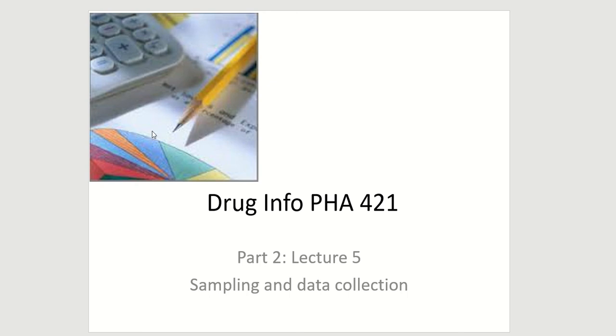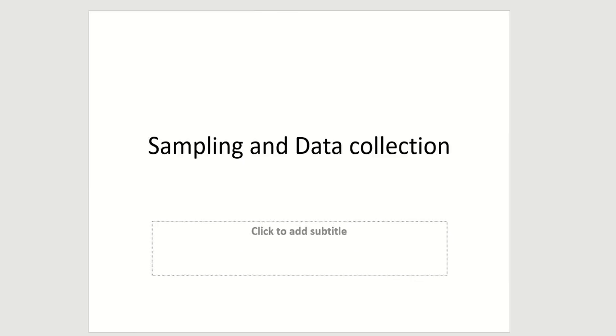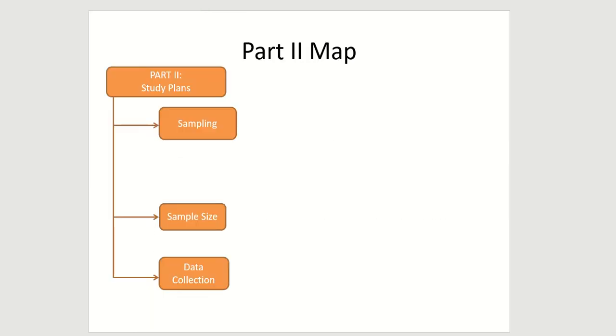In this lecture of PHA 421, we will talk about sampling strategies in research and mechanism of data collection. So over here we have the map for the things we will discuss today. We will talk about sampling. We will also address sample size consideration. And then we will move to talk about data collection tools.